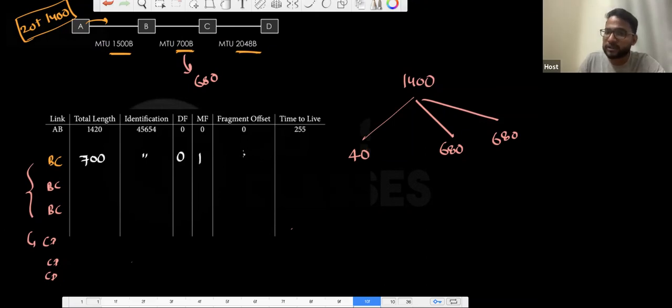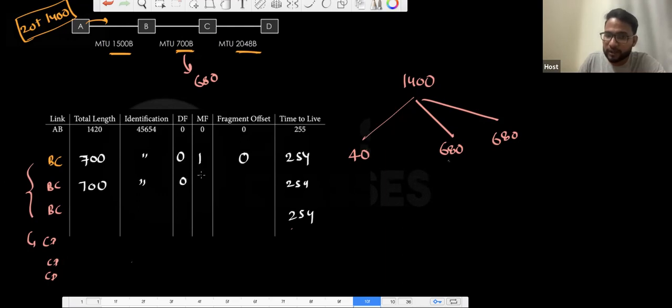What is the fragment offset? Initially, it is 0. What is the time to live? See, it is forwarding the packet, so the time to live will be one lesser, right? It will be 254 for these 3 packets. And what is the next packet? What is the total length? Total length will be 700 only for this packet.